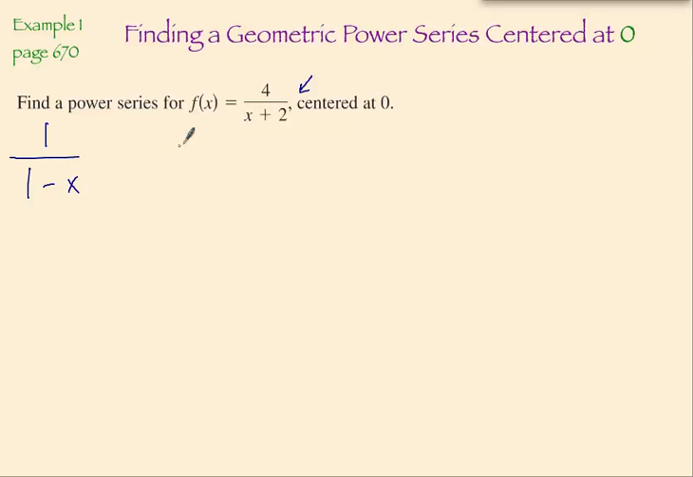The first thing I'm going to do is write this as 4 over 2 plus x. And then I'm going to say, I don't want that to be a 2. I want that to be a 1.